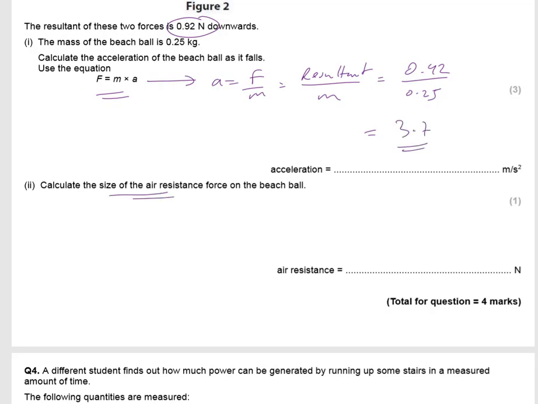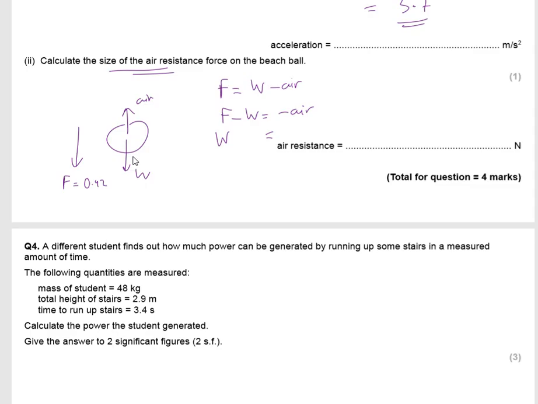Now work out the size of the resistance. What we have is the ball, we've got the weight downwards, we've got the air drag upwards, and we know that there's a resultant force that points down. So the resultant force is the weight minus the air resistance. We change the sign, so we have W minus F is equal to the air resistance.